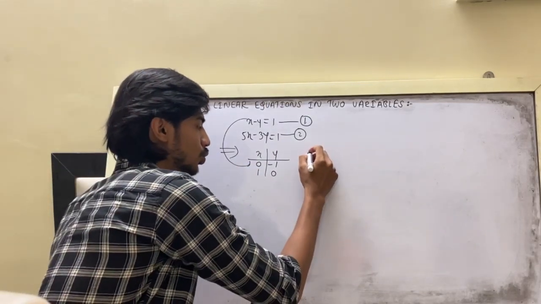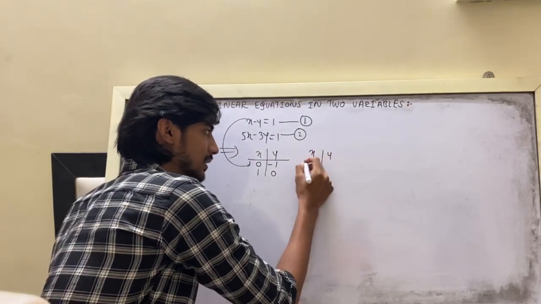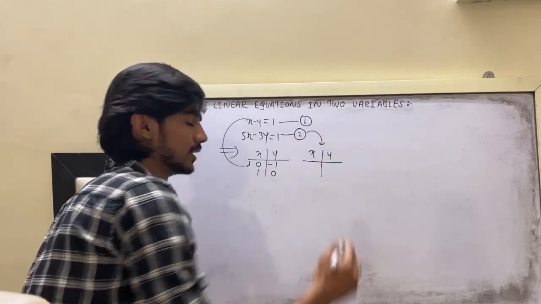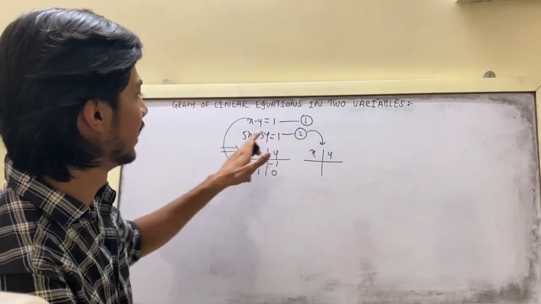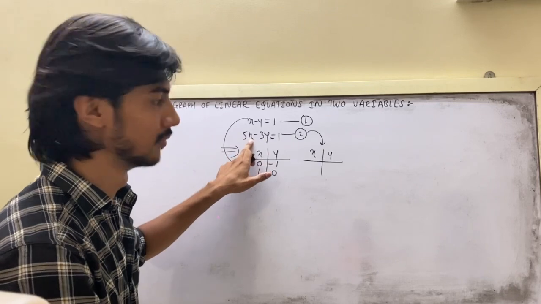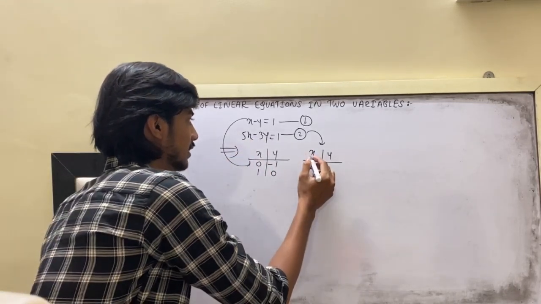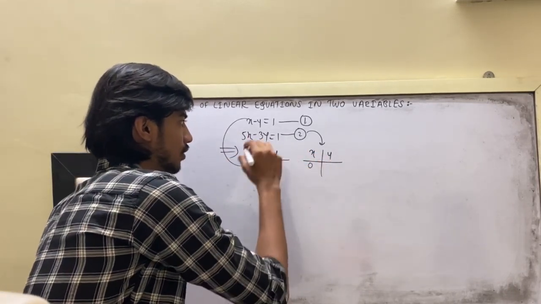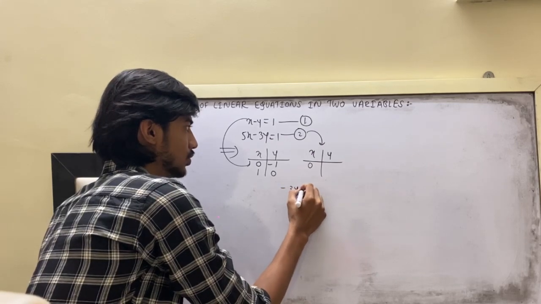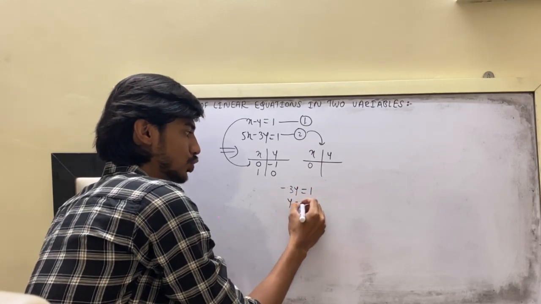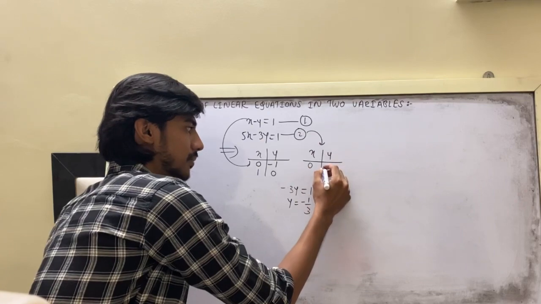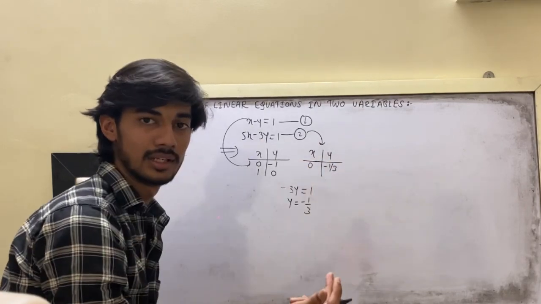And for equation 2, take two variables x, y like this. Then how to solve it? Take x equals 0. What is the value of y? Minus 3y is equal to 1. That means y is equal to minus 1 upon 3, right?